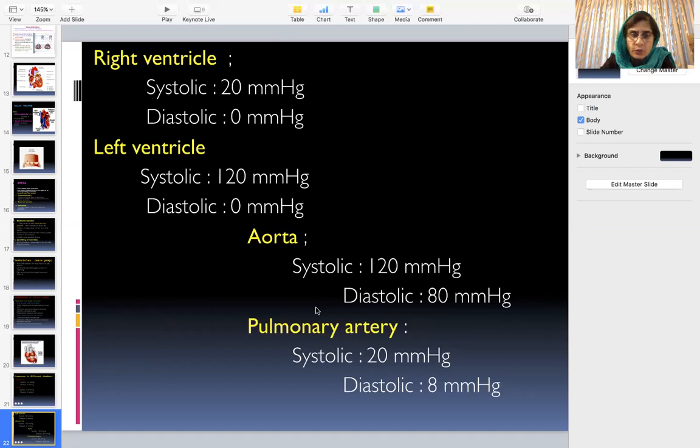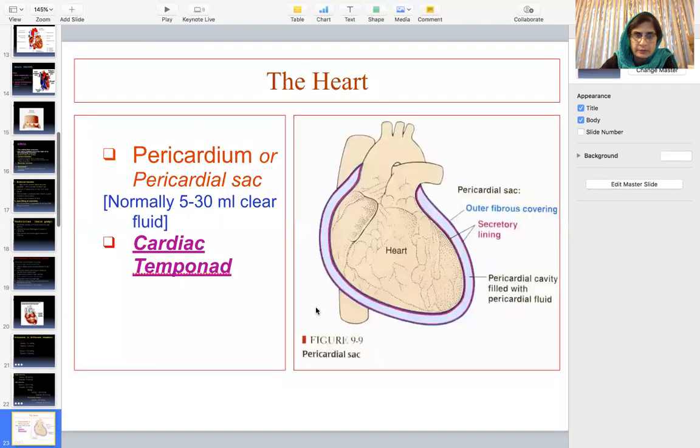Now in the aorta, when the heart is in a contracted state, the systolic pressure is 120 millimeter of mercury, but the diastolic does not fall to 0. It is 80 millimeter of mercury. So it is different. 120 by 80 is the systolic and diastolic pressure in the aorta, whereas it is 120 by 0 in the left ventricle. Similarly, in the pulmonary artery, the systolic is 20 and the diastolic is 8. So the pulmonary artery is 20 by 8, whereas in the right ventricle it is 20 by 0. You need to learn all these pressures during systole and during diastole.